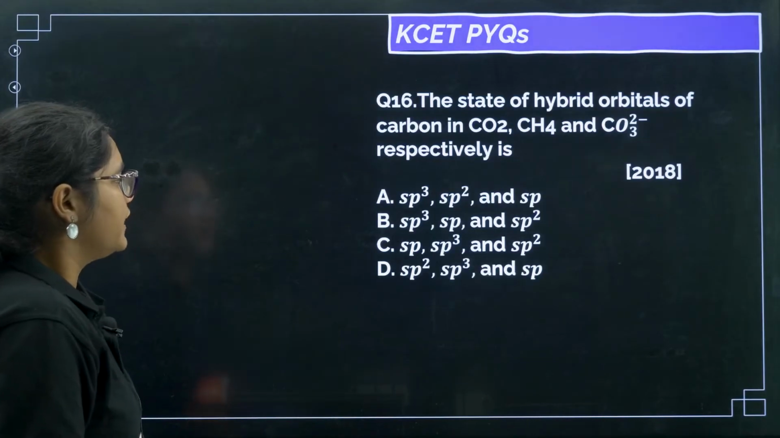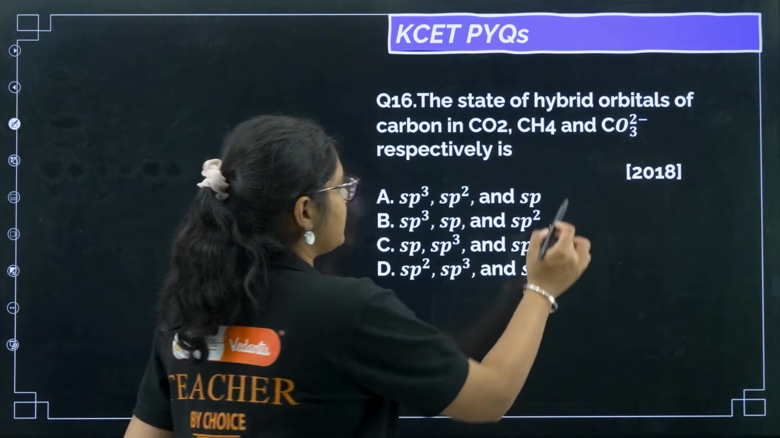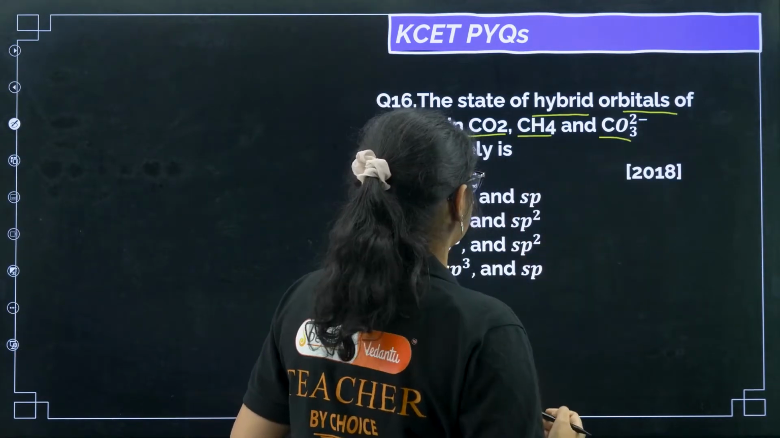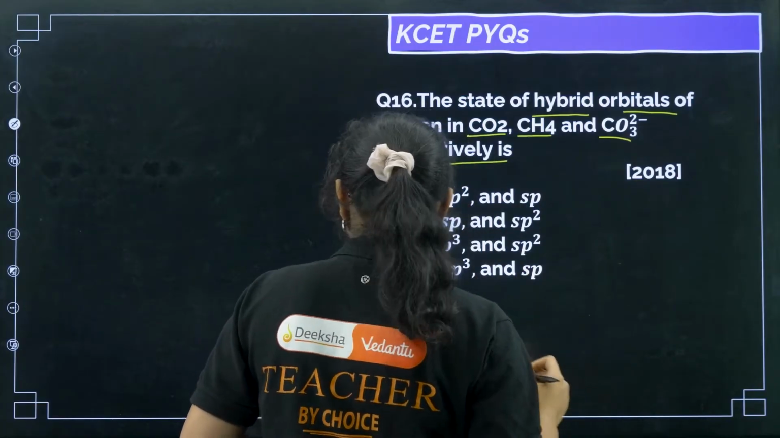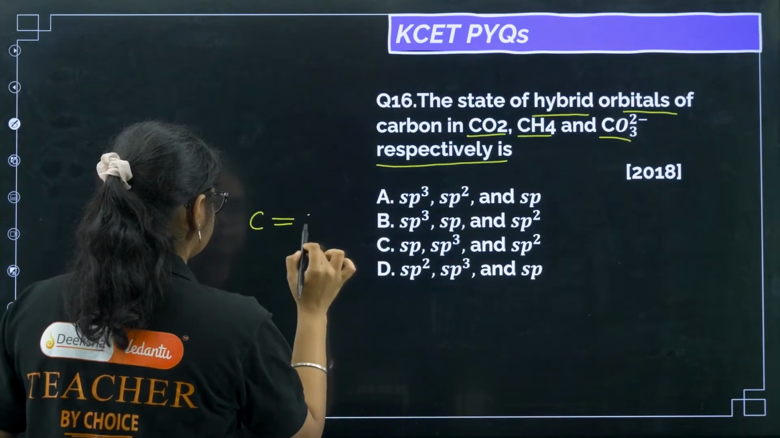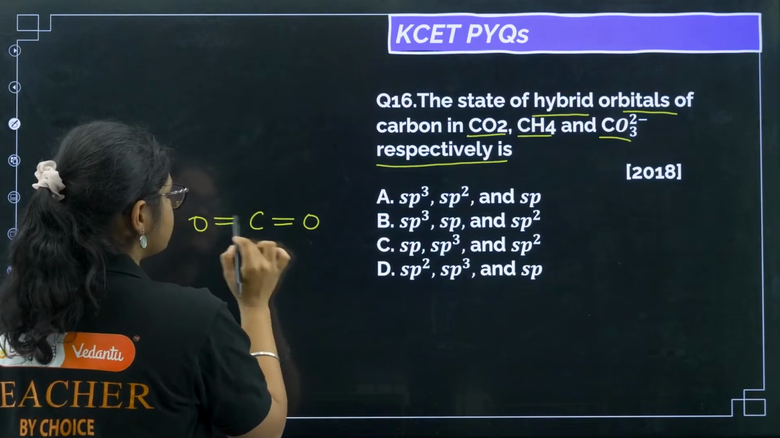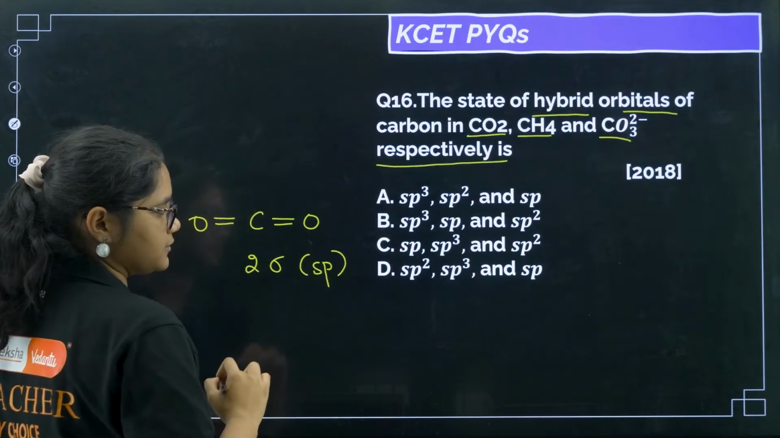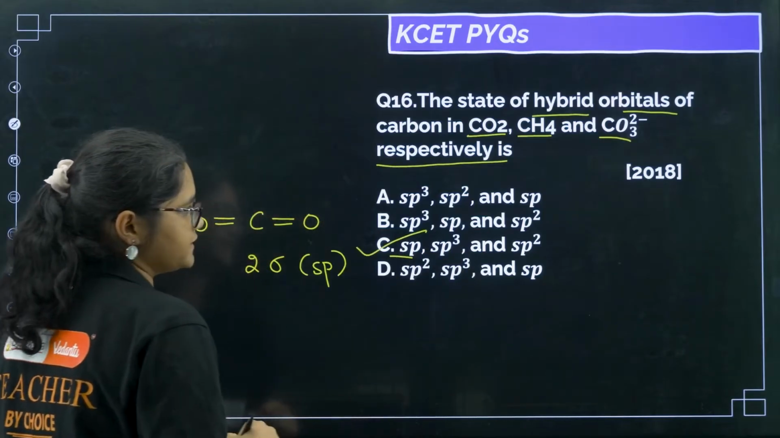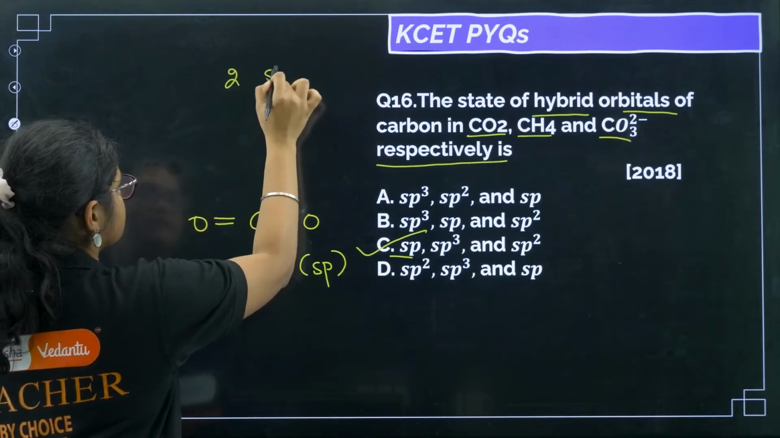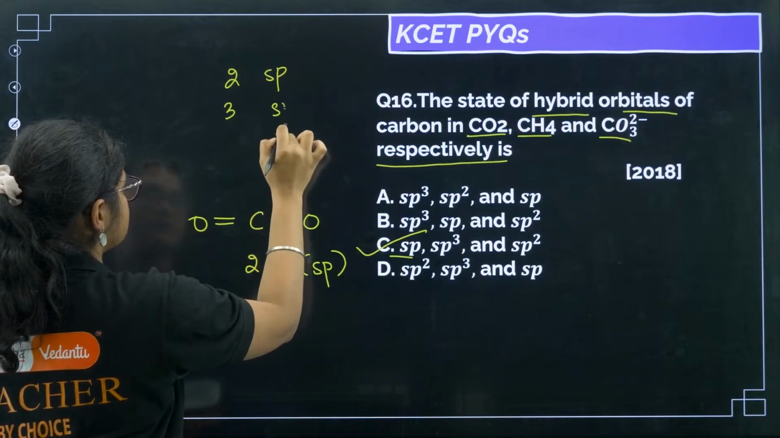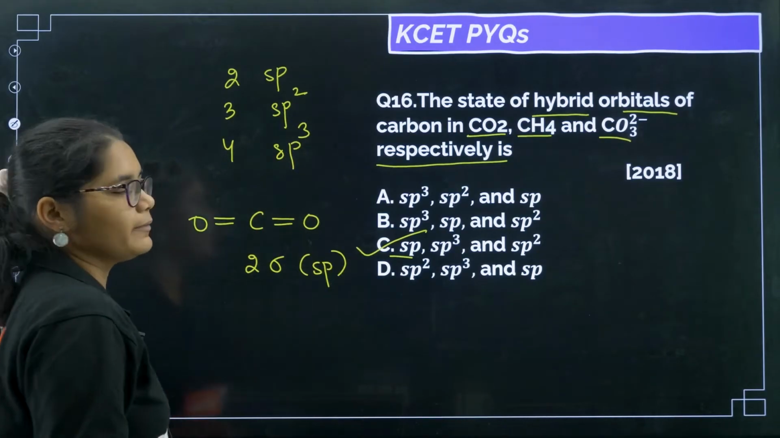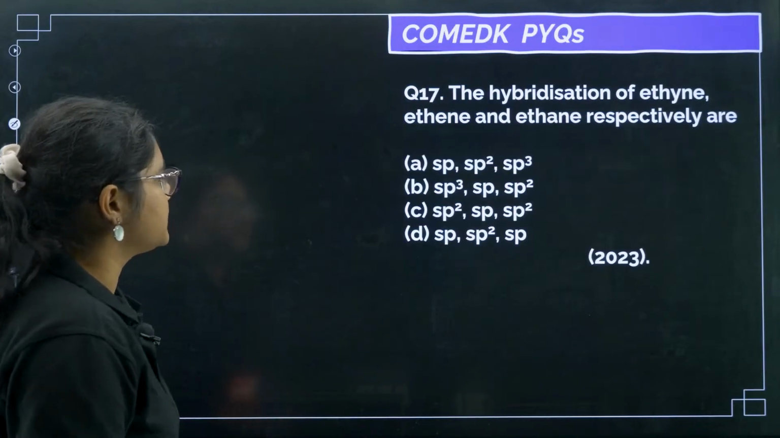Next question number 16. The state of hybrid orbitals of carbon in CO2, CH4 and CO3 2- respectively is. So if I have CO2, you can see there are a total of 2 sigma bonds, and 2 sigma bonds means sp hybridization, right? So that is option number C. You should remember 2 sigma bonds is sp hybridization, 3 sigma bonds is sp2 hybridization, and 4 sigma bonds is sp3 hybridization.